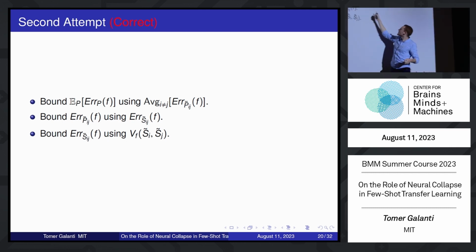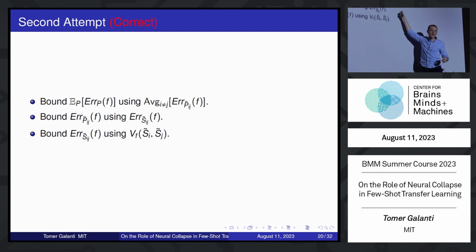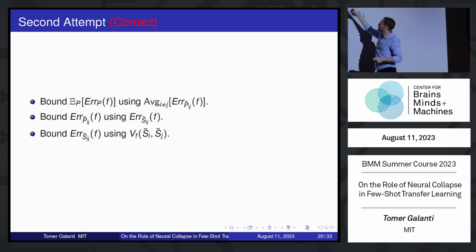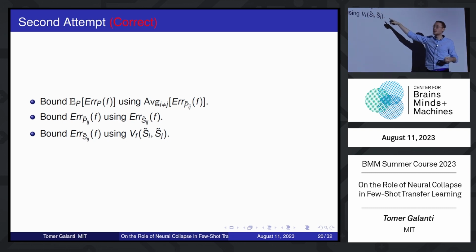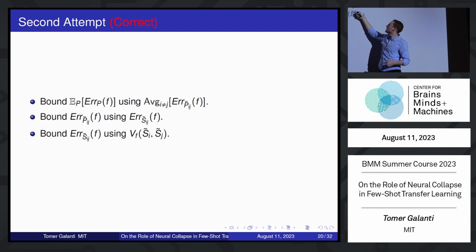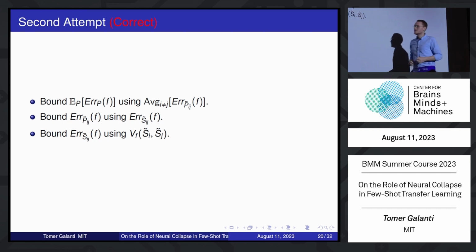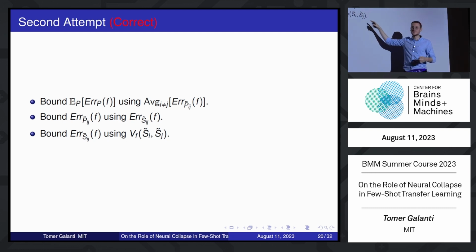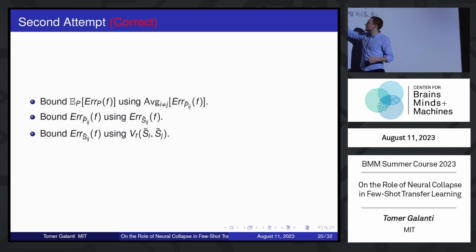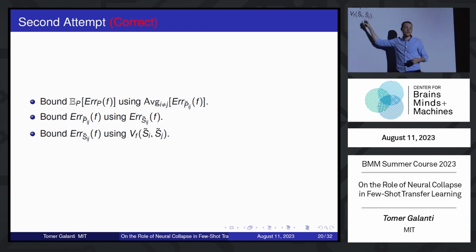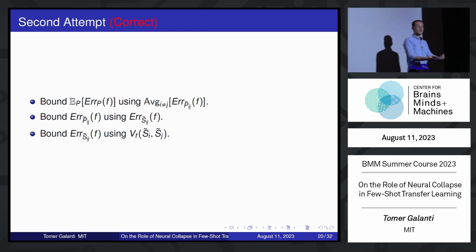Then we say, well, we don't have full access to the source classes. We just have data. So we need to bound this thing with the empirical version of it. So we look at the FewShot error between pairs of source classes, and we'll try to bound it with the FewShot error on the source data. And finally, we will try to connect it to neural collapse. That's the last step. So we'll say this quantity, the FewShot error, is bounded by the degree of neural collapse on the source data.